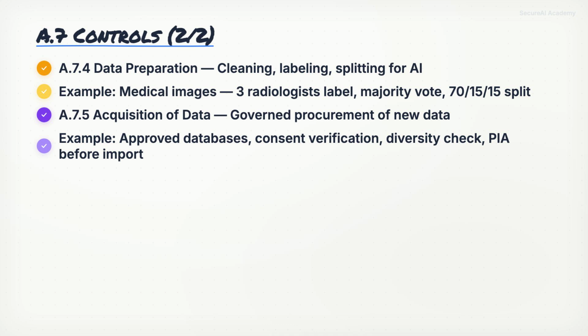Control 5. Acquisition of data. Govern how new data is obtained. Example, when the company needs additional training images, they follow a data acquisition procedure, identifying approved databases, verifying patient consent and de-identification, checking for demographic diversity, negotiating licensing terms, and conducting a privacy impact assessment before.